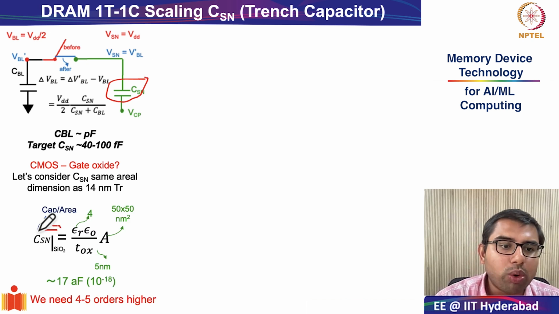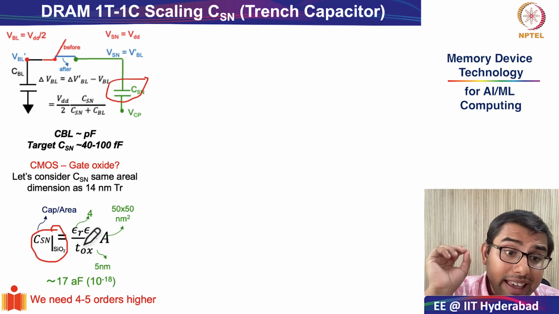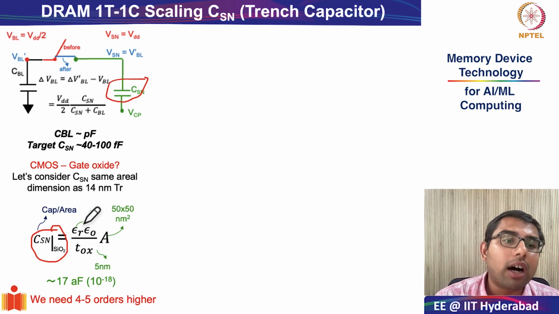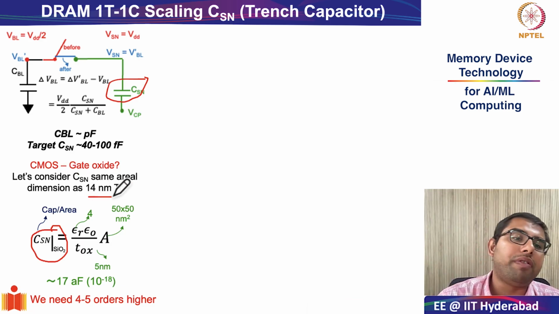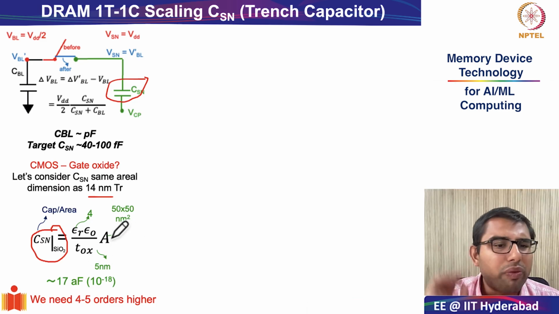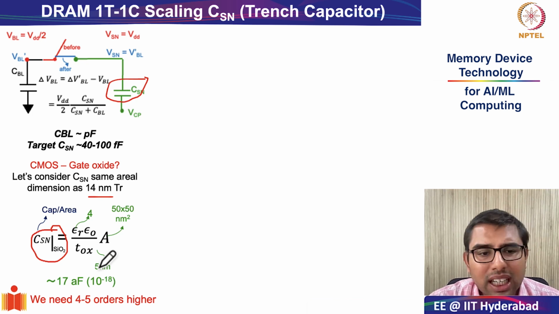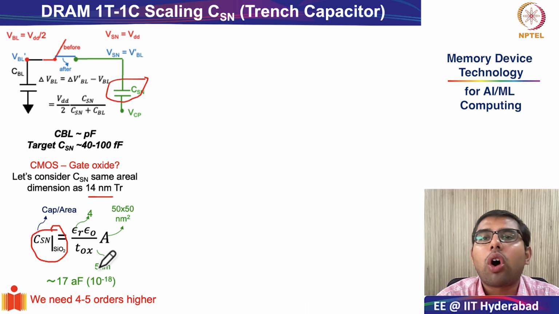What I have tried to find out is the net gate capacitance of a transistor oxide in the 14 nanometer FinFET node. So I have just put some numbers. Don't worry too much about the numbers. Area I have taken to be 50 cross 50 nanometer square, epsilon R to be that of SiO2 of 4, Tox of 5 nanometers. Don't worry too much about the correctness of the numbers.